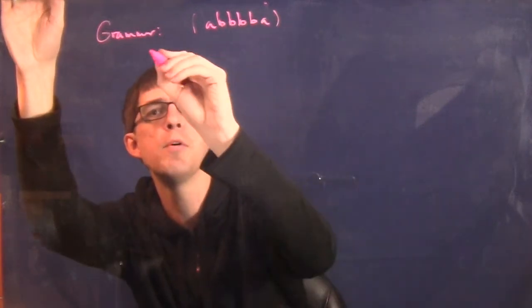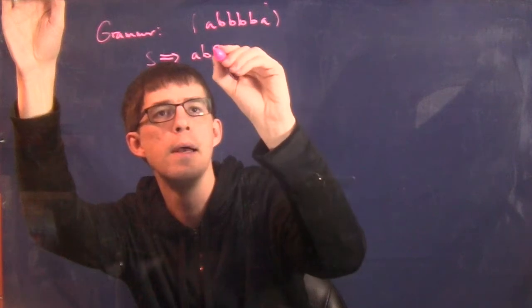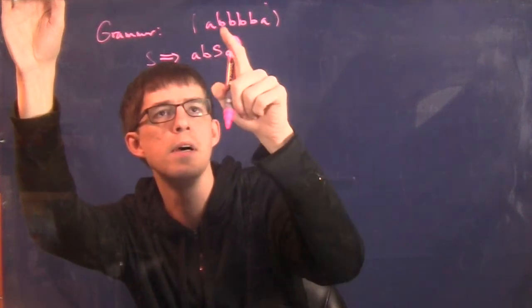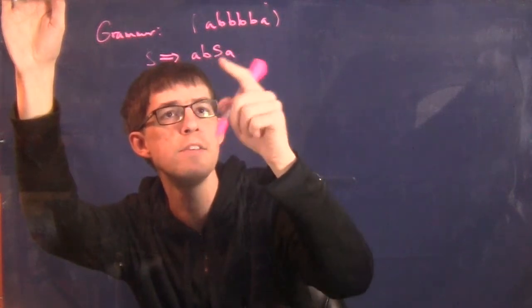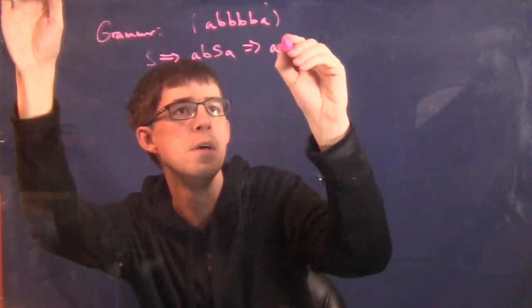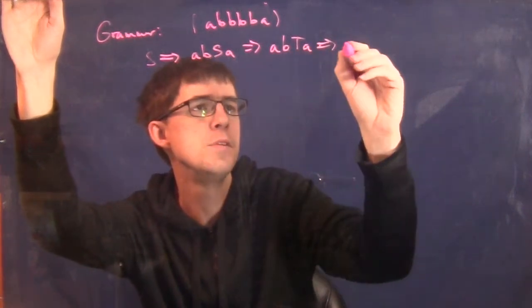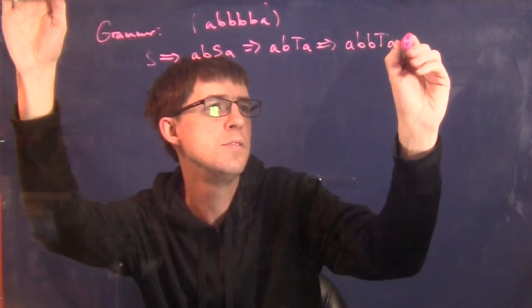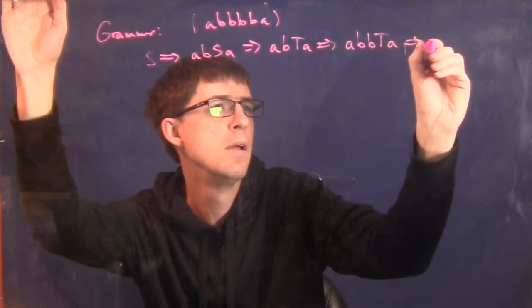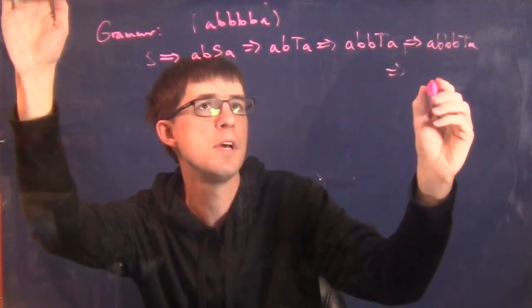So, I'm going to start with S. I'll go S goes to A, B, S, A, because I need an A, B at the beginning. Next, I want to see a new B without an A, so I have to go S goes to T, A, B, T, A. Then I have to go T goes to B, T, so A, B, B, T, A. Do that again: A, B, B, B, T, A, and then finally T goes to epsilon.